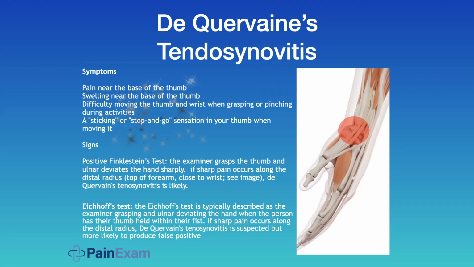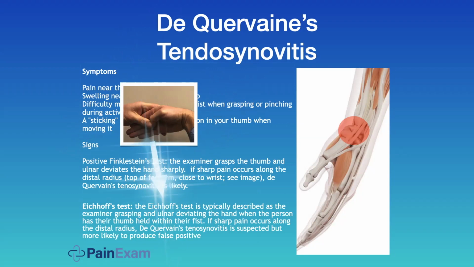Patients will have a positive Finkelstein sign, which is when the examiner grasps the thumb and ulnar deviates the hand sharply. If sharp pain occurs along the distal radius at the top of the region or close to the wrist, De Quervain's is likely. Eichhoff's test is typically described as the examiner grasping the ulnar deviated hand when the person has their thumb held within their fist. If sharp pain occurs at the distal radius, De Quervain's is suspected, but this is most likely to produce a false positive.